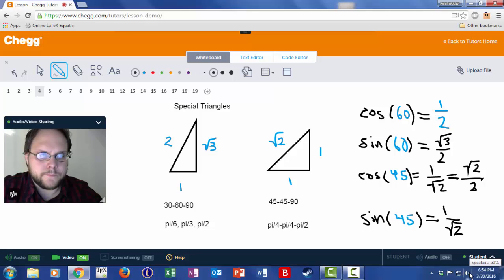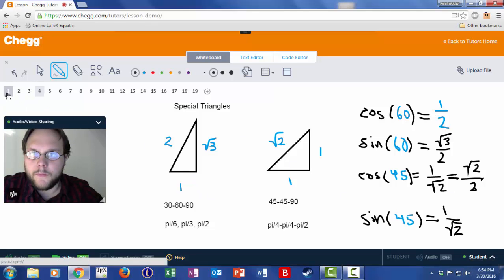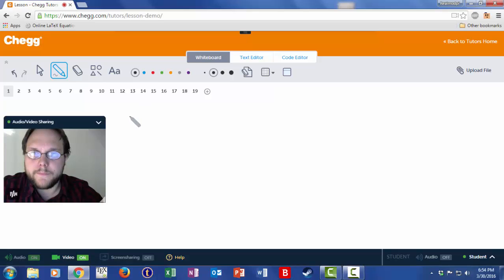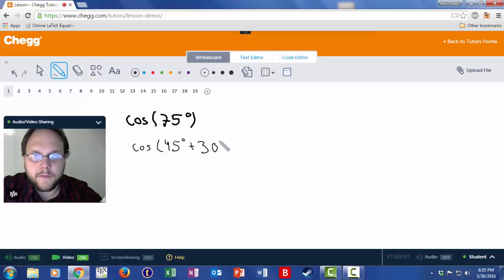So, that's all well and good. What if I wanted to figure out cosine of 75 degrees? And I wanted to figure it out exactly. Well, what I could do is split that 75 into 45 and 30. Alright, there's a sum rule for cosines. And I'm going to look it up real quick so I don't mess it up.